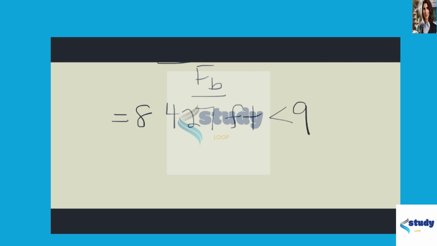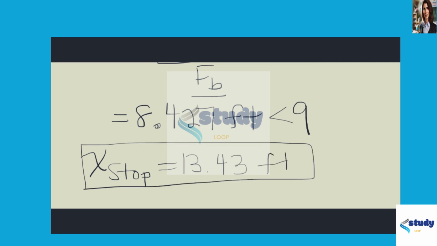So by taking this distance, the 8.427 feet, and adding it to the 5 feet originally from the 18,000 pounds, we get a total X stopping distance of 13.43 feet. And that is our final answer for this part of the question.